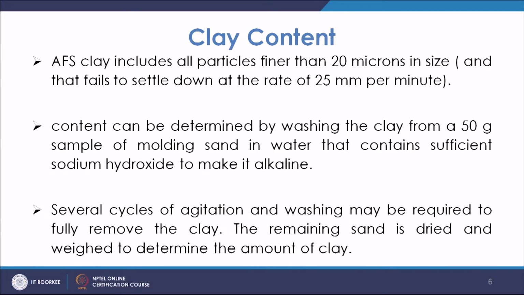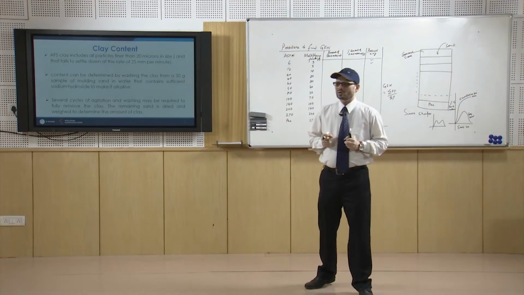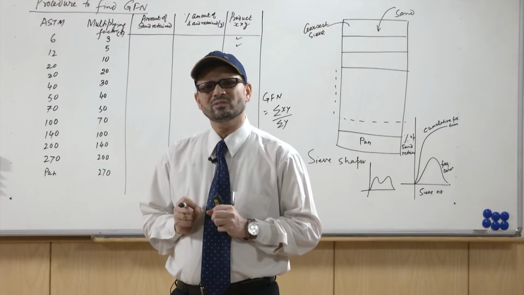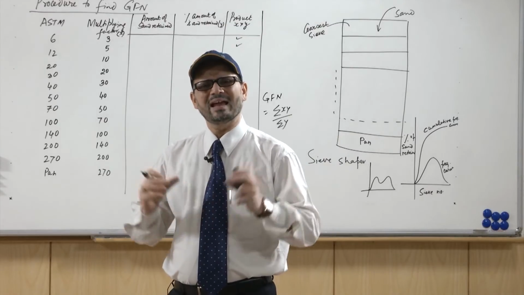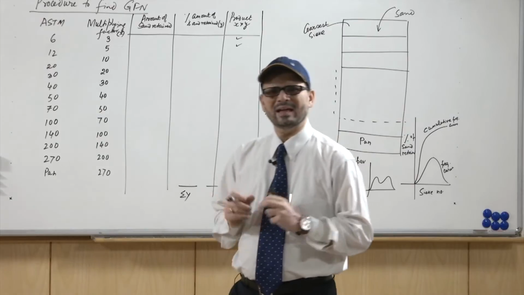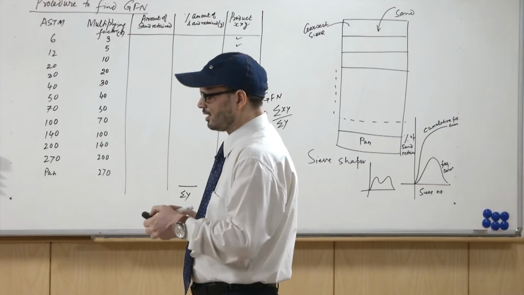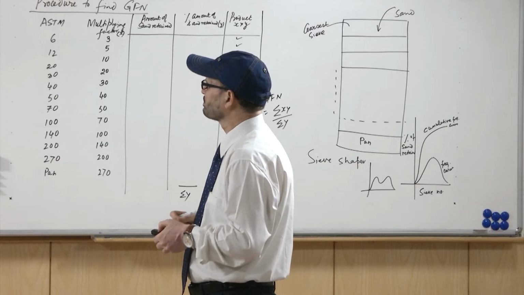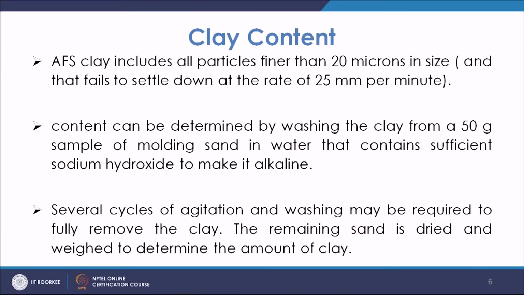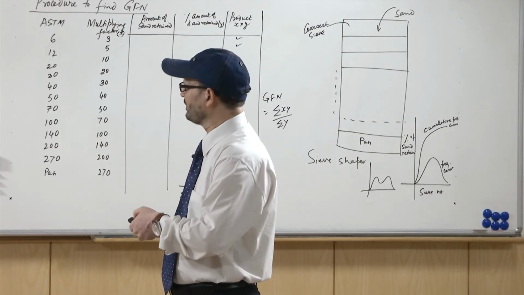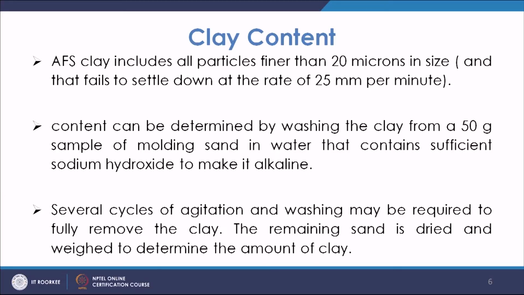Then comes the amount of clay. Now, you know, clay is a binder which gets coated on the sand, and there is binding between the clay grains, and that is how the sand grains are held with each other. American Foundrymen Society has defined clay as all the particles finer than 20 microns in size. So, there may be sand, there may be clay, or there may be other impurities. So, basically that is defined as clay.